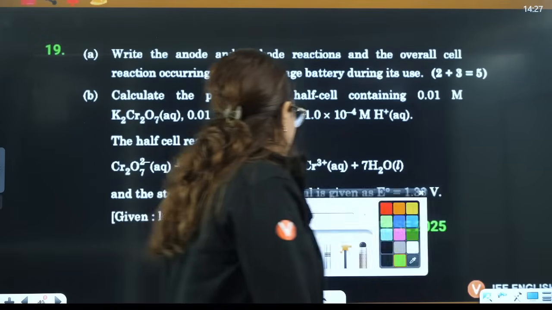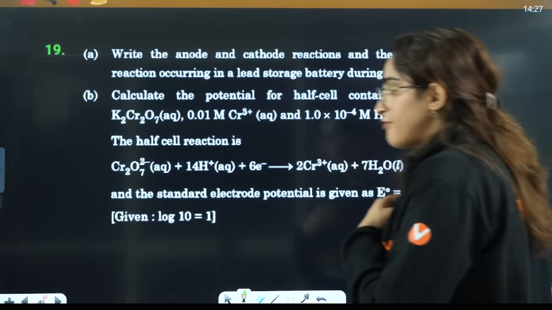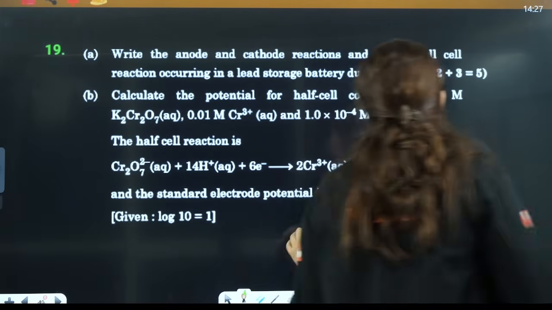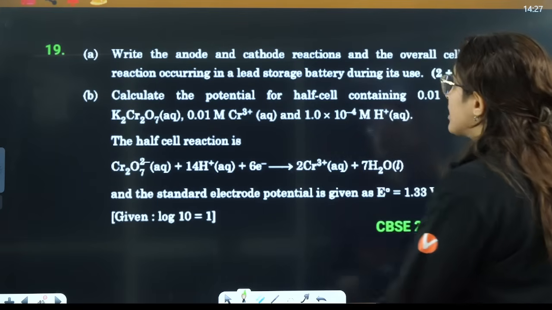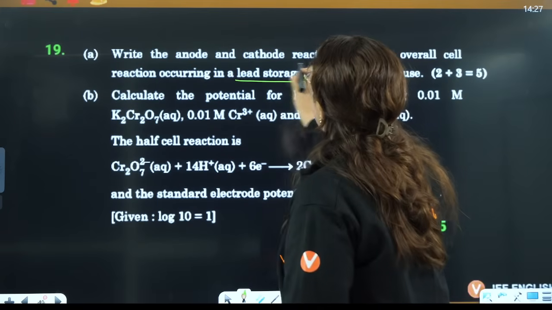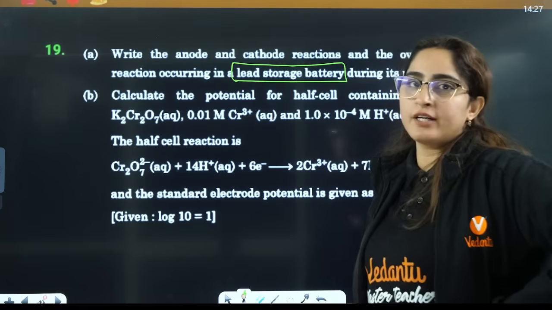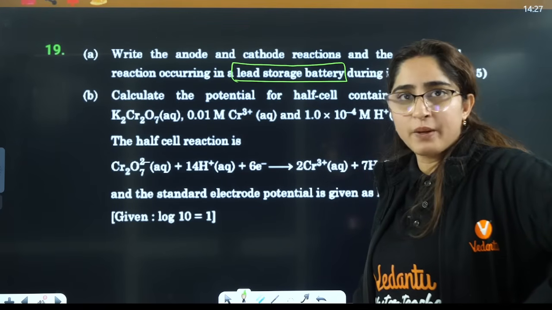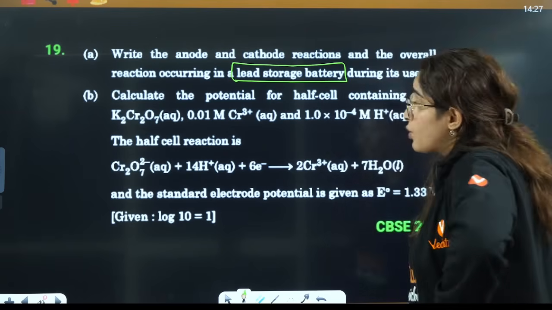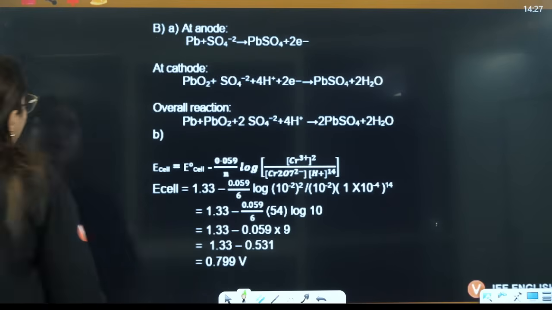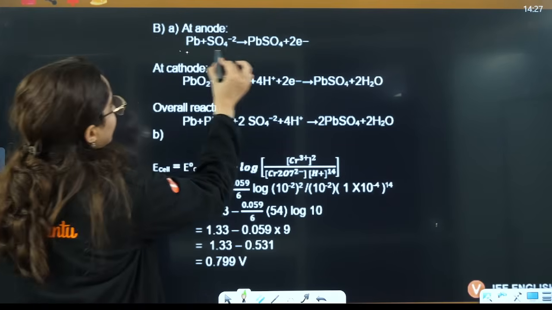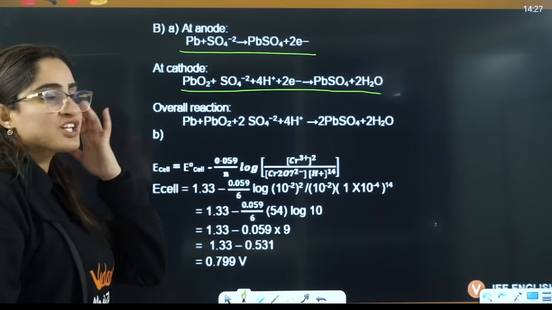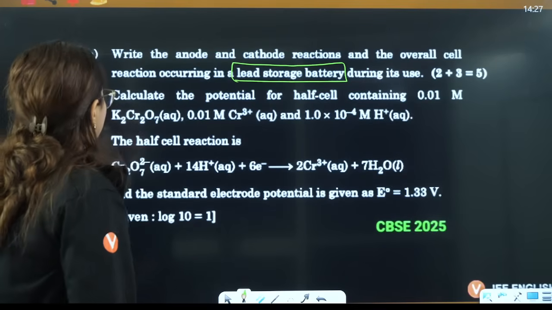Now, the next question is a CBSE 2025 question that says: write the anode and cathode reaction and the overall cell reaction that occurs in a lead storage battery. The lead storage battery is a favorite topic of CBSE. They asked it in last year's sample paper as well. So you must not forget the lead storage battery: what is happening at the anode, what is happening at the cathode, and the overall cell reaction. You must know that.